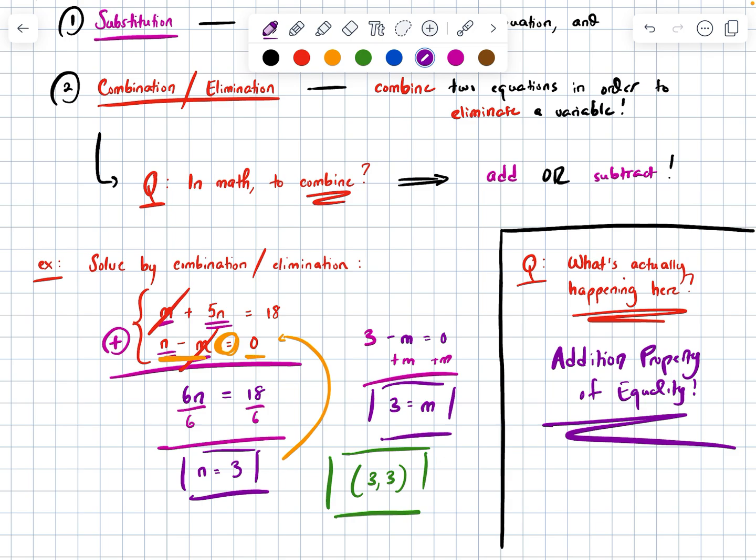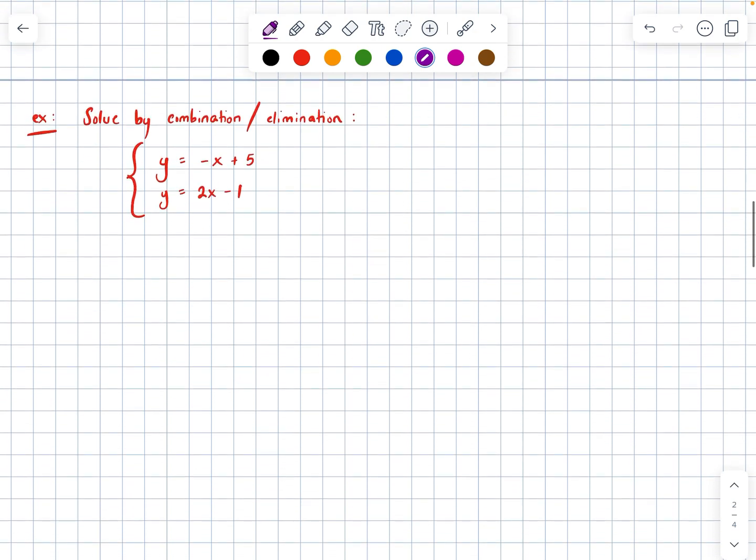And now that we know why it works, and now that we know how it works, let's get some practice using it. Cool! Take this guy. Y equals negative x plus 5, y equals 2x minus 1. I want to use combination or elimination, whichever you prefer, to find the values of x and y. Go ahead, try it out on your own, see how far you get. Take 2 minutes. Have at it.